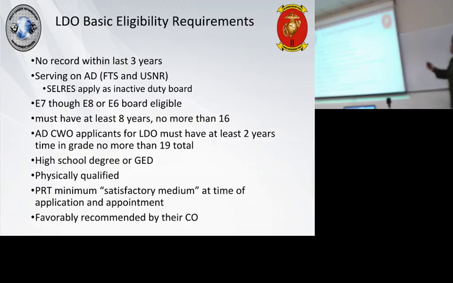All right, so no NJPs in 3 years, must be on active duty. CELRES can apply as an inactive duty board. E7 through E8 for CWO. E6 board eligible for LDO. You must have at least 8 years in service and no more than 16. For warrant officer and LDO, you must have at least 2 years time in grade, but no more than 19 total. And you have to have your high school diploma or GED, physically qualified, and a SAT medium at the time of appointment and recommended by your CO.